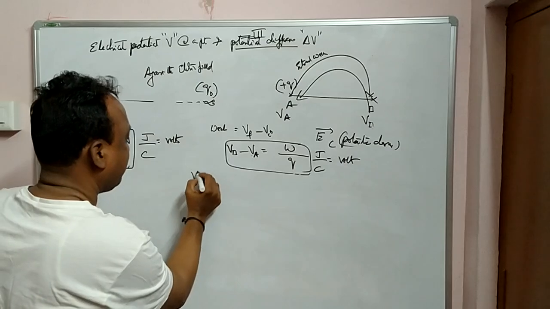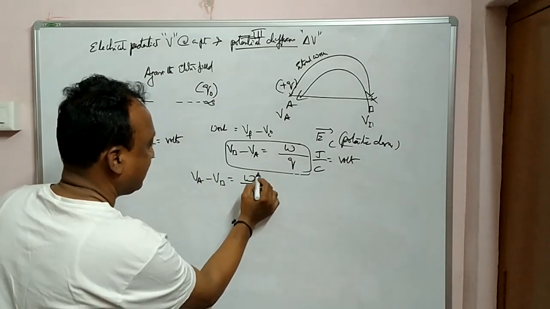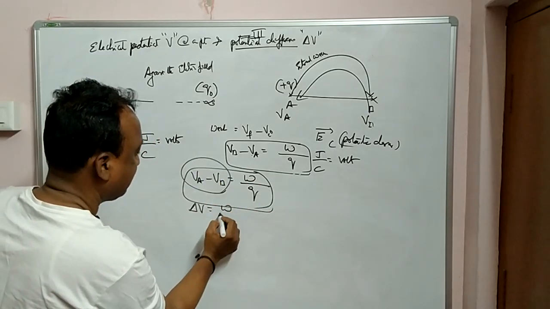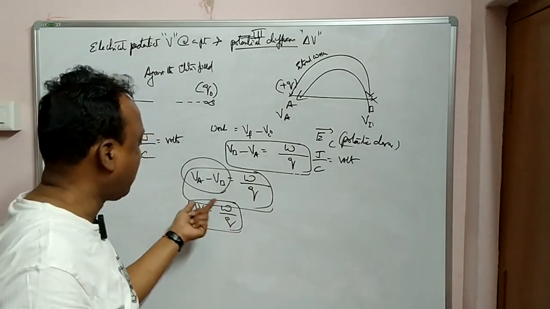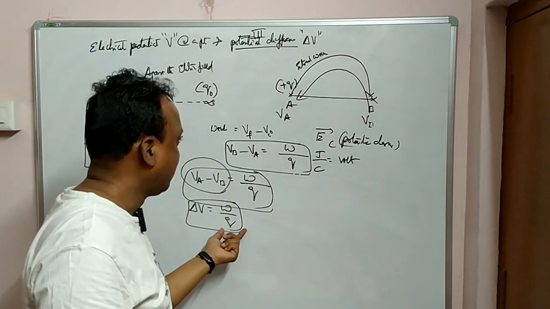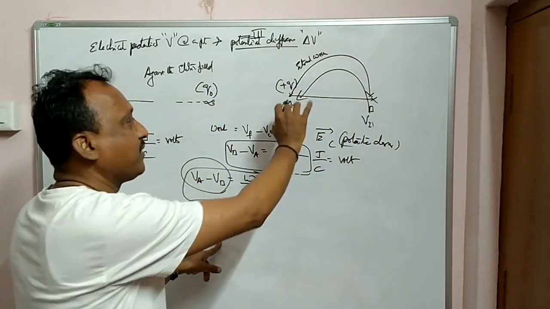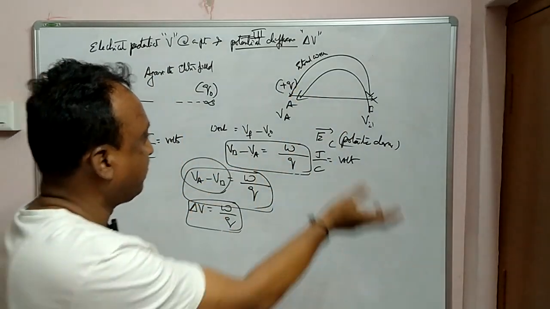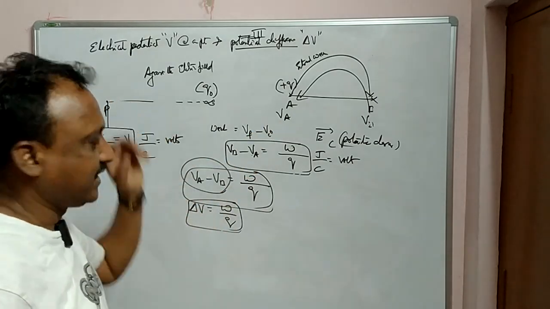If you are moving from B to A, then VA minus VB is equal to work done by the external agent by charge. And this is sometimes also treated as delta V, change in potential. W is equal to VQ, or delta V is equal to W by Q, work done by the external agent from A to B or B to A. A to B means VB minus VA, B to A means VA minus VB. So this is how the definition goes for potential difference and electric potential.